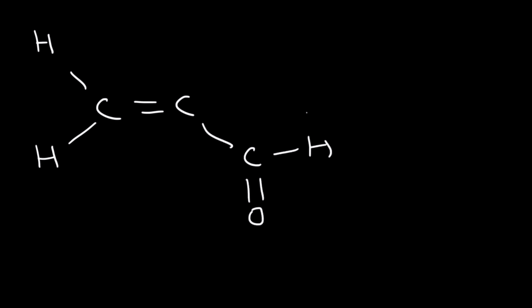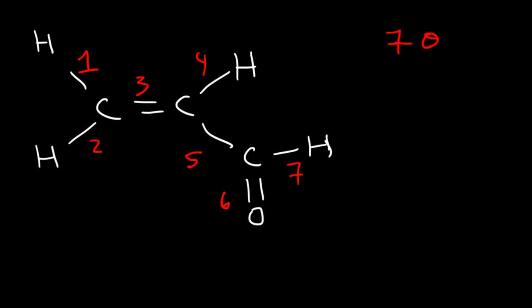Now, let's say if you have a structure that looks like this. How many sigma bonds are in this structure, and how many pi bonds are there? So every bond contains one sigma. So 1, 2, 3, 4, 5, 6, 7. Therefore, there are 7 sigma bonds. And every double bond has one pi bond. So 1, 2 pi bonds. And that's a simple and easy way to count the number of sigma and pi bonds. So let me give you another example.